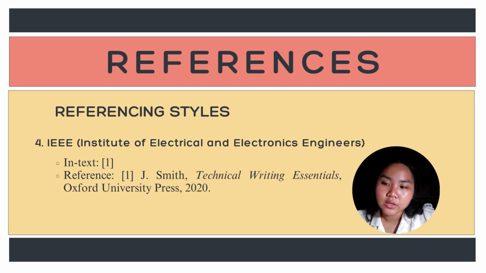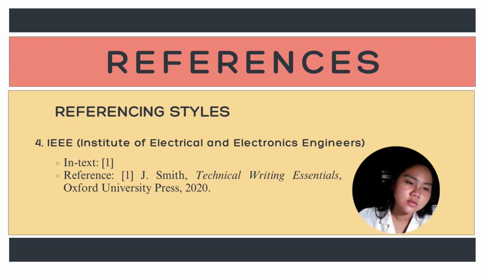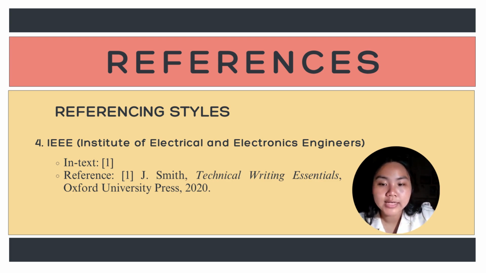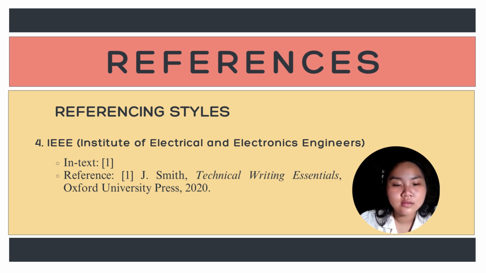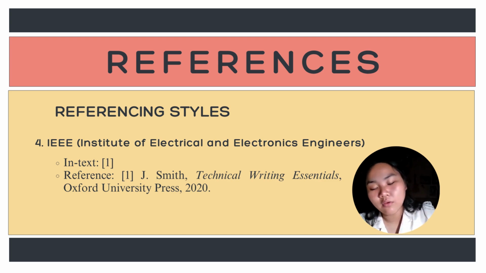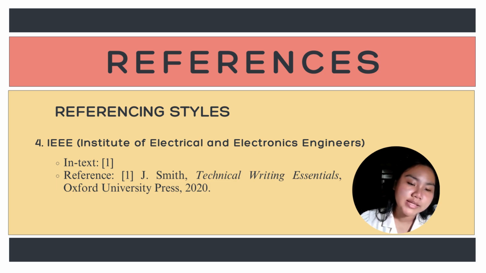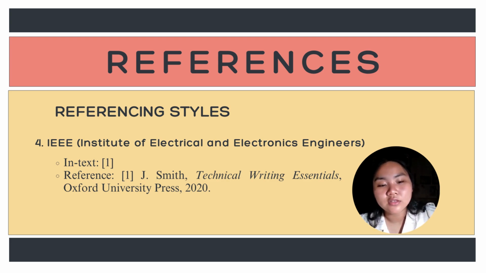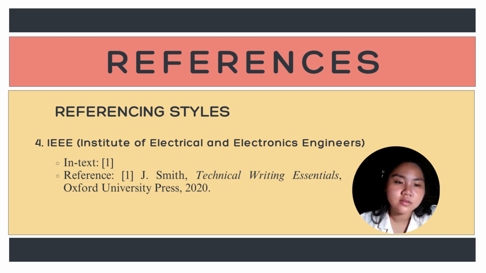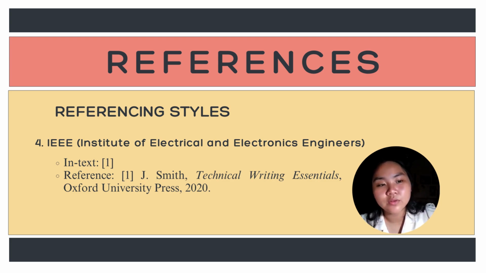So let's proceed to the fourth one, which is the IEEE, the Institute of Electrical and Electronics Engineers. This is commonly used, of course, in the engineering and technology field, and it employs numbered citations for in-text citations. And for the reference list format, we have first the numbered citation, and then followed by the initial name and then the surname, and of course the title of the book, followed by the publisher and the year.